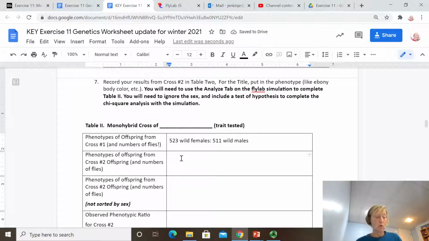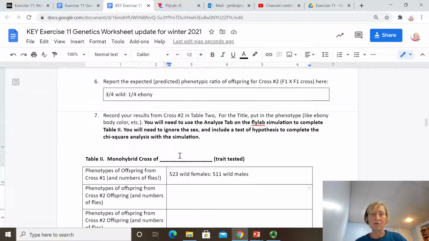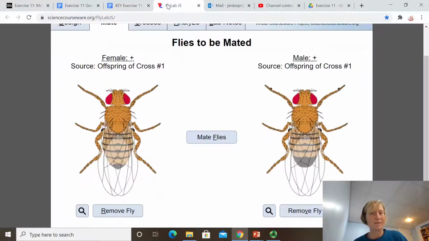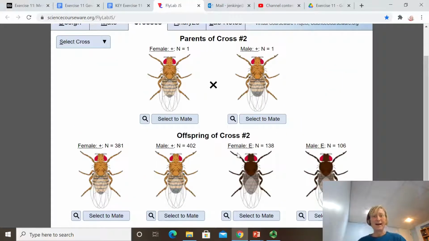Okay, and now we're going to run cross 2 and complete this table, and we're going to actually determine if our observed results in this simulation fit with our expected or predicted results that we just made up in question 6, where we predicted a 3-to-1 ratio of this F1 by F1 cross. So let's go back to our fly lab and actually do the mating. Here are our flies to mate. I'd already selected them, right? The offspring from cross 1 times an offspring from cross 1. Mate the flies, and voila, here we go.